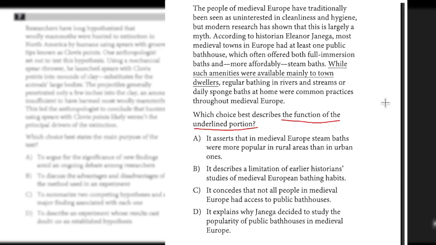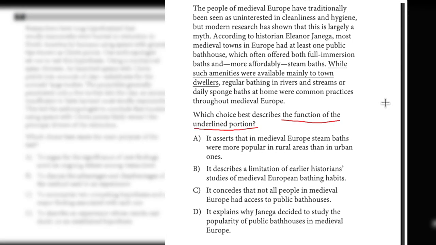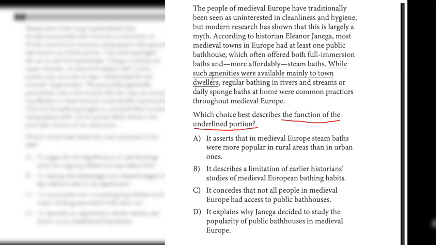While such amenities were available mainly to town dwellers, okay, so I want to know what the amenities were. Full immersion baths, more affordably steam baths. Okay, while such amenities were available mainly to town dwellers, regular bathing in rivers and streams was a common practice.